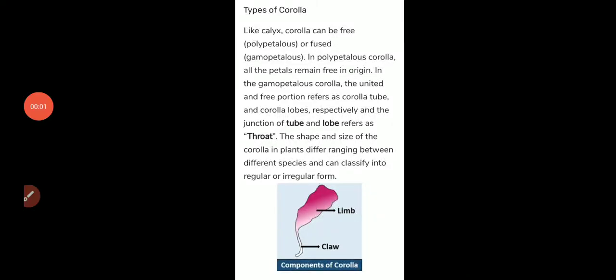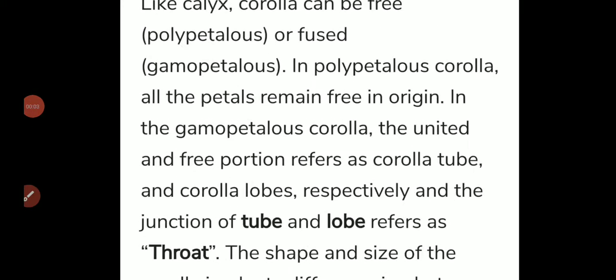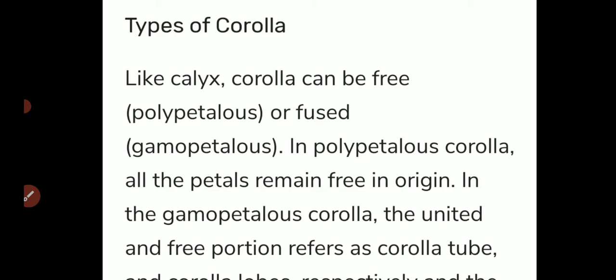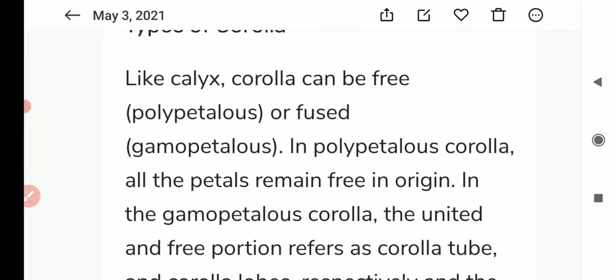Okay, the next topic is corolla and its forms. The corolla is the second whorl of the flower, and it's present just above the calyx. The corolla can be free, polypetalous. Remember, the free sepals were polysepalous and the fused sepals were gamosepalous. So when the corolla is free, it's polypetalous, and when it's fused, it's gamopetalous.